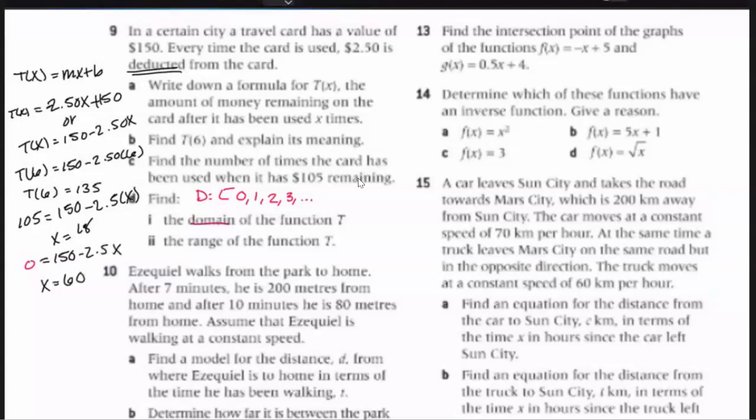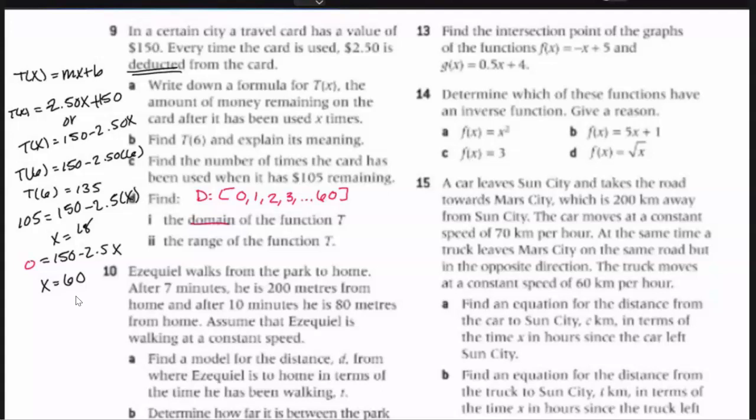That'll give you 60. So you'll find out, hey, I can only use my card 60 times. After 60 times, I run out of money. So once again, you could solve this: subtract 150 from both sides, and then divide by negative 2.5, and you should get 60. If you check the answer key, it goes through step by step how to solve those.